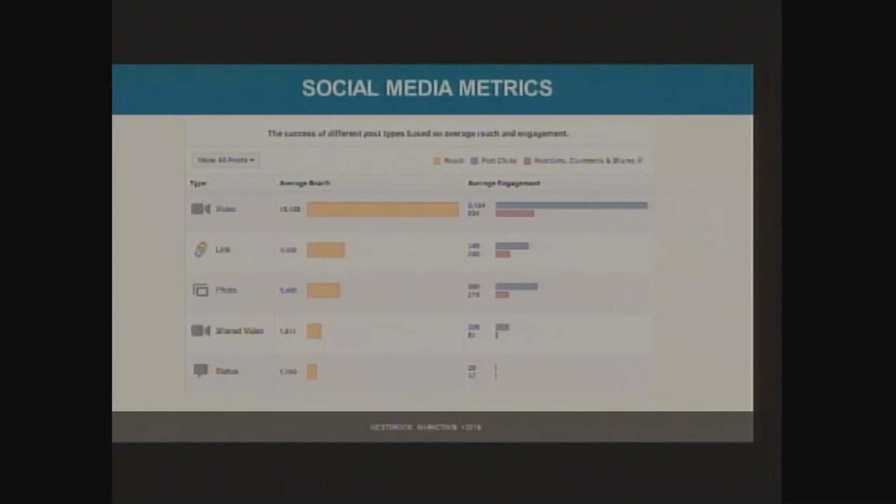Video is our number one way to engage people on Facebook alone, and these are just the videos that I uploaded to Facebook, not linked to other, like our Vimeo channel. Our average reach is 15,428 people, and the average engagement was 2,434 people. So that was for the first quarter.